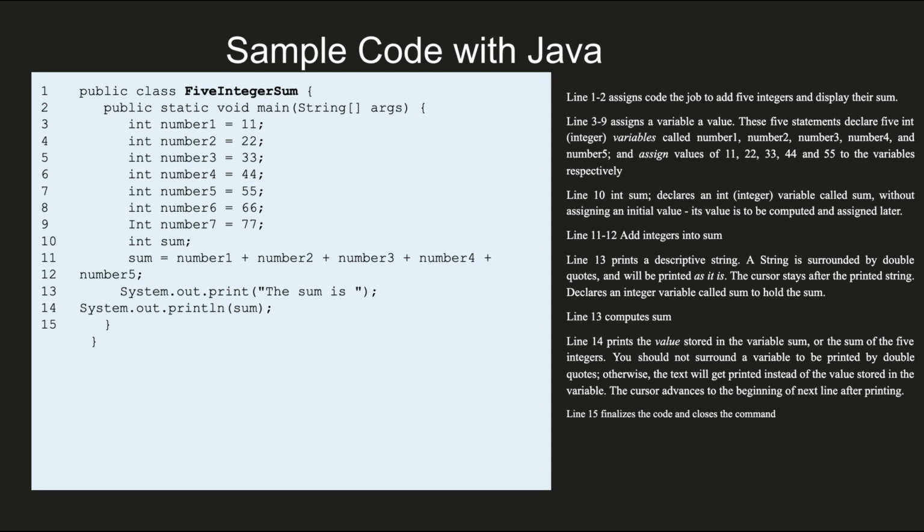Lines 11 through 12 add the integers into sum. Line 13 prints a descriptive string. A string is surrounded by double quotes and it will be printed as it is. The cursor stays after the printed string. Line 14 prints the value stored in the variable sum, or the sum of the integers. You should not surround the variable to be printed by double quotes, otherwise the text will be printed instead of the value stored in the variable. The cursor advances to the beginning of the next line after printing, and line 15 finalizes the code and closes the command.